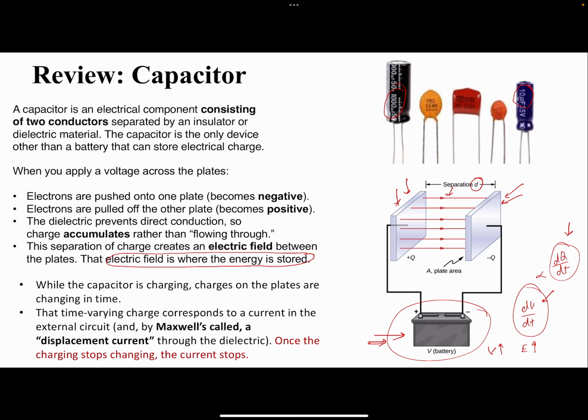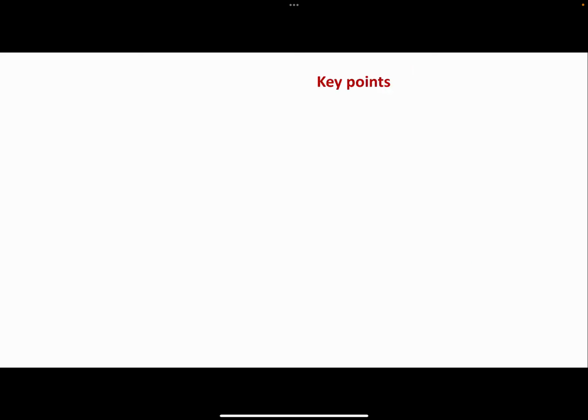So once dV by dt becomes 0, or dq by dt becomes 0, the displacement current flowing through the capacitor will become 0 as well, right? Once the charging stops, the current stops. This is a very interesting implication. You connect a battery to an uncharged capacitor, the charges are accumulated, there is a change in the voltage, a change in the charges, and the current is established. As soon as the voltage reaches a peak value, the capacitor is fully charged, the current will stop, and the capacitor is going to behave as an open circuit. Important point, okay?